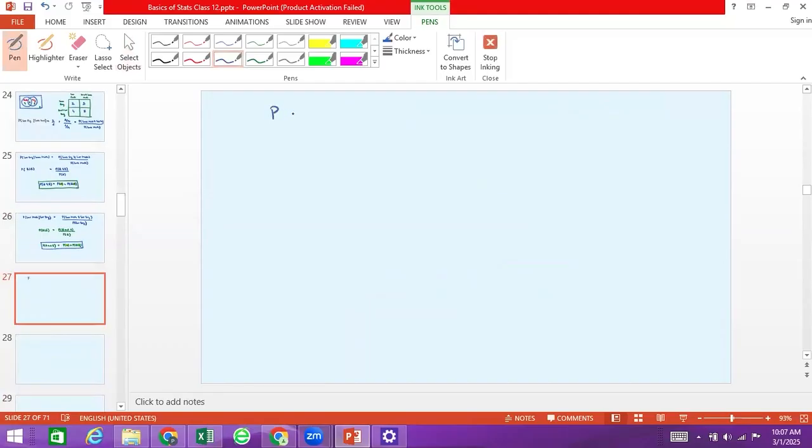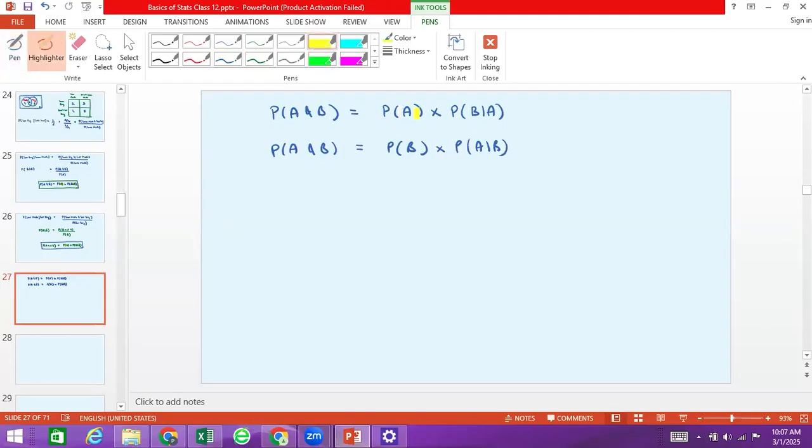Now we know that probability of A and B is same as probability of A multiplied by probability of B given A. Similarly, probability of A and B is also equal to probability of B multiplied by probability of A given B, right? Again, just remember, if it is starting with A, it will end with A. If it is starting with B, it will end with B. Okay. So now we have these two conditions.